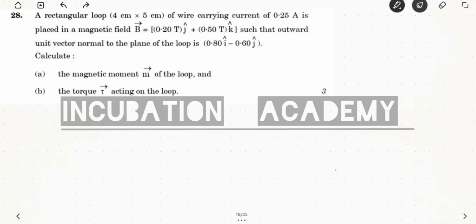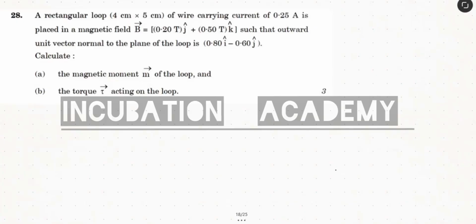Welcome everyone. The question shown on the screen is question number 28. It says a rectangular loop of area 4 centimeter cross 5 centimeter, of wire carrying current 0.25 ampere, is placed in a magnetic field vector 0.20 Tesla j cap plus 0.50 Tesla k cap, such that the outward unit vector normal to the plane of the loop is 0.80 i cap minus 0.60 j cap. Calculate the magnetic moment of the loop and the torque acting on the loop.